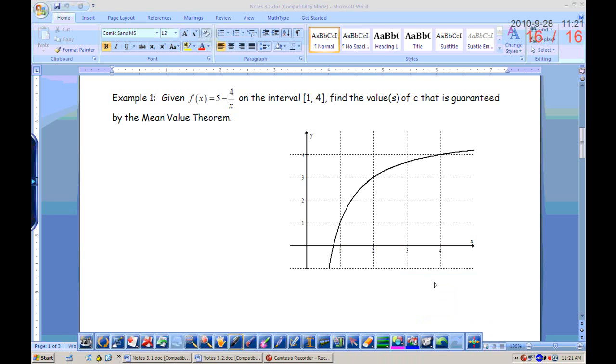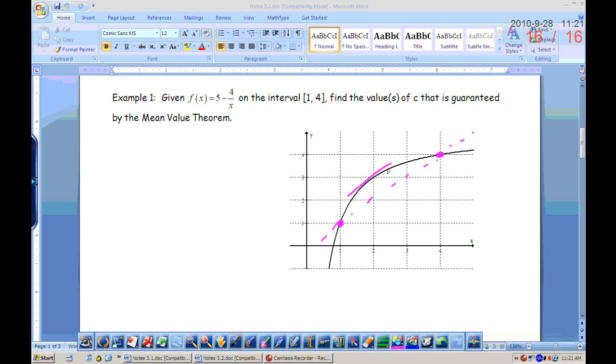All right, so given this function 5 minus 4 over x on the interval between 1 and 4, find the value or values of c that's guaranteed by the mean value theorem. It helps you visualize it. We're only talking about this section between 1 and 4. So the mean value theorem says that if you draw the slope between those two endpoints, then somewhere between those two endpoints, I'm going to have a tangent line that's parallel. Okay, so you'd say about 2.